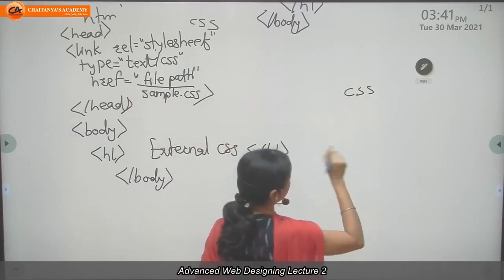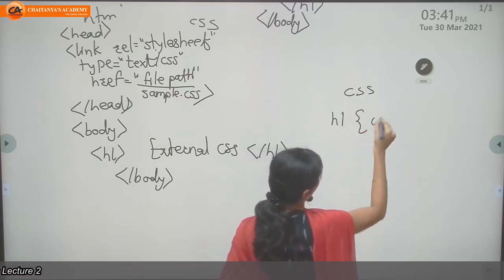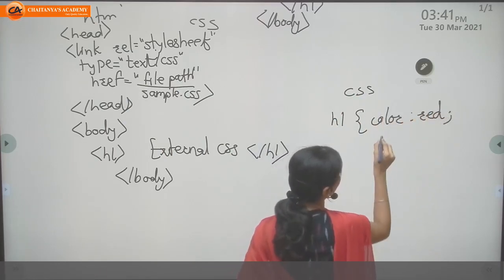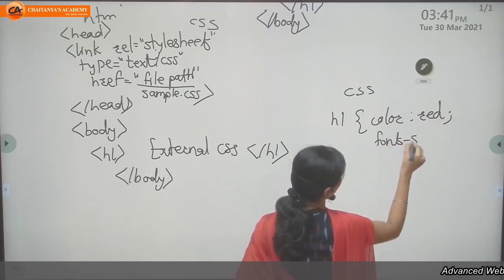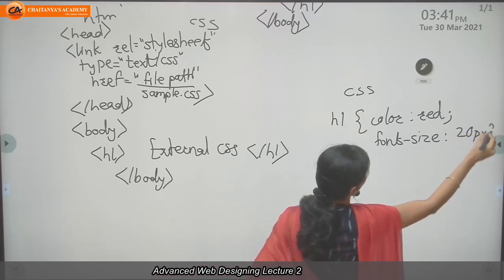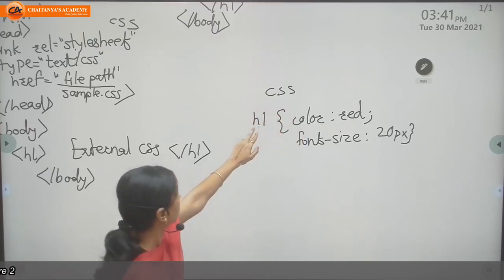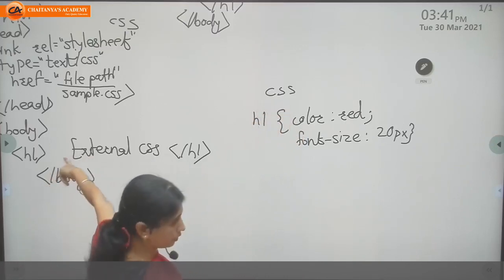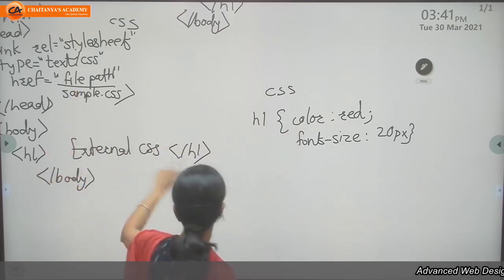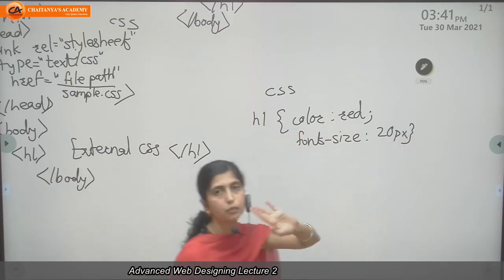How can I write the CSS file? I can write like this: h1, in curly braces, color: red; semicolon, font-size: 20px. What is the meaning of this line of code? It means whenever I use the h1 element or h1 tag in the HTML file, the text inside this h1 tag will be in red color and the font size of the text will be 20 pixels.